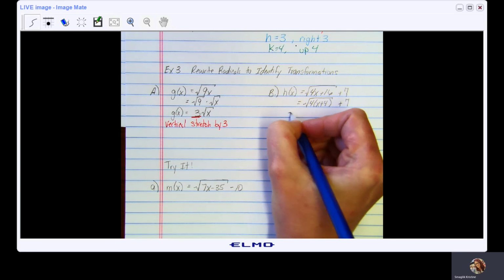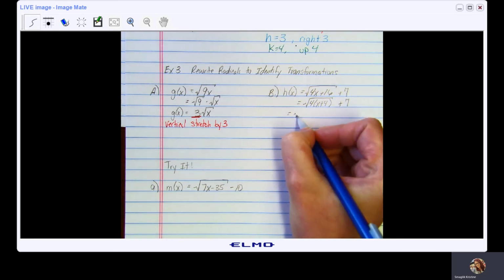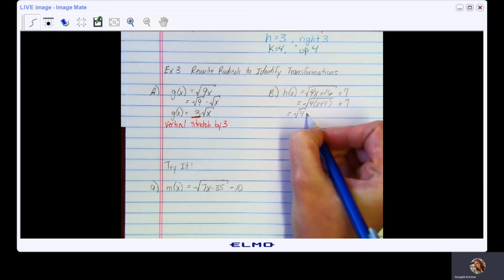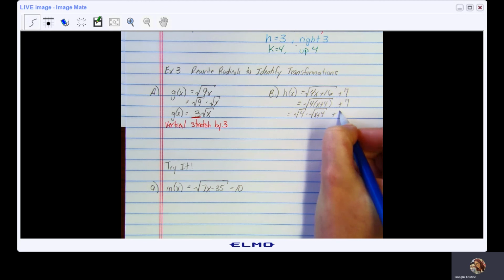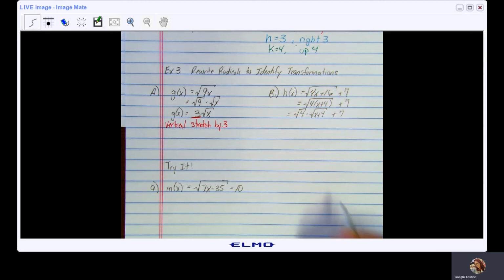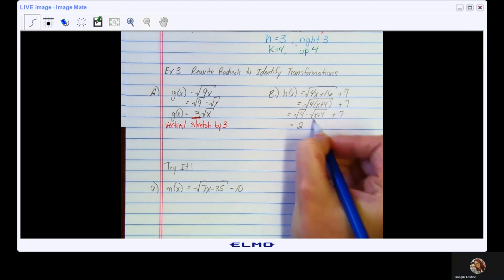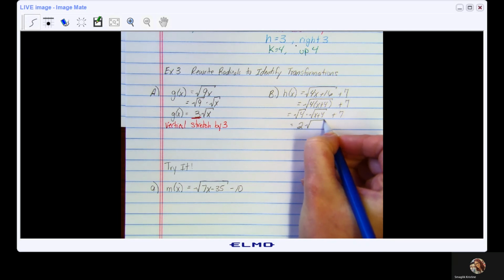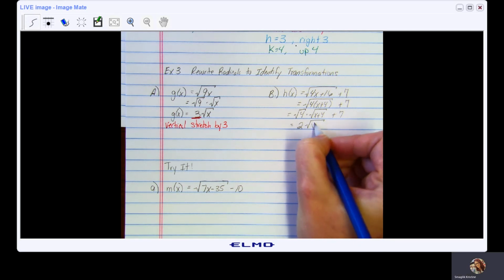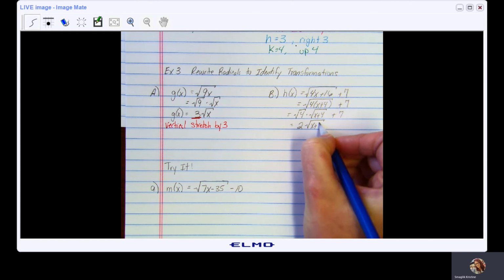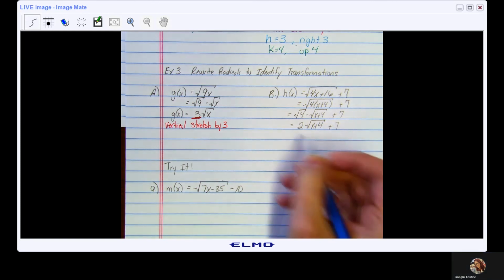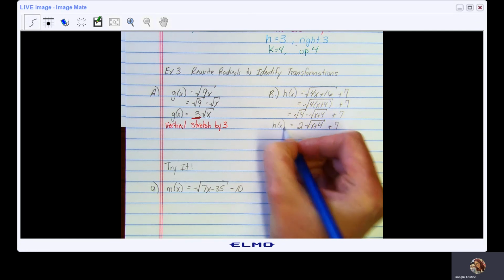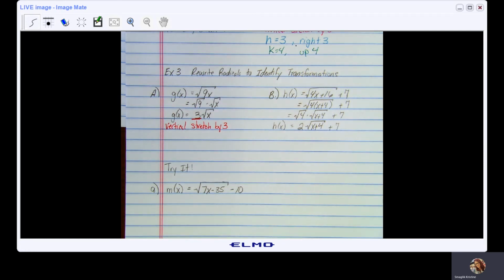And again, I can break this down as the square root of 4 times the square root of x plus 4, plus 7. The square root of 4 is 2. I can't break down this x plus 4 any further, so 2 times the square root of x plus 4, and then plus 7. And now I can easily see my transformations.